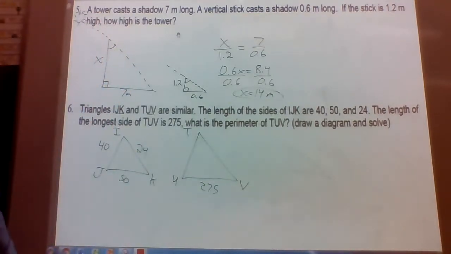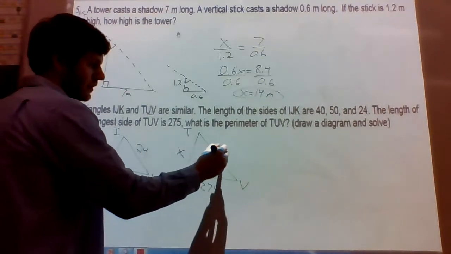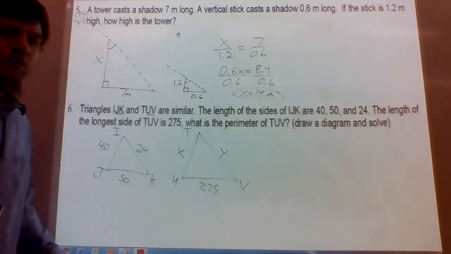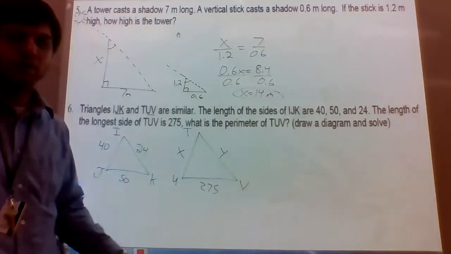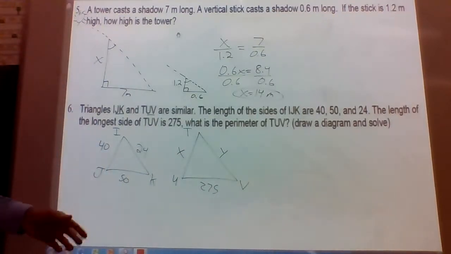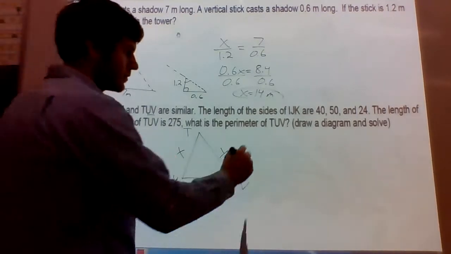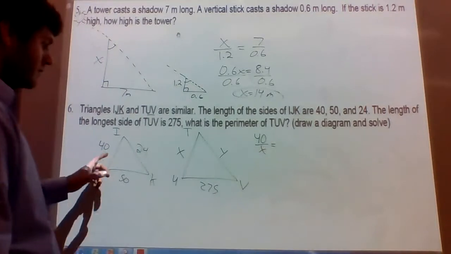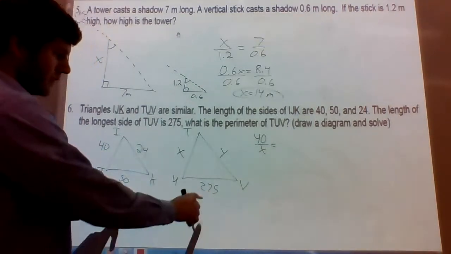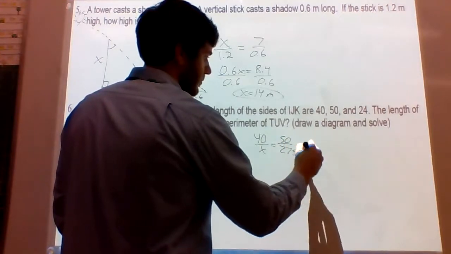And this is where we can branch off and do it two different ways. The first way is we can find UT and TV. We can call them X and Y. We can find each. Then to find the perimeter, we can add X plus Y plus 275. So let's do that. X and 40 are going to correspond, so 40 over X is going to equal 50 over 275. These sides are corresponding, so 50 over 275.